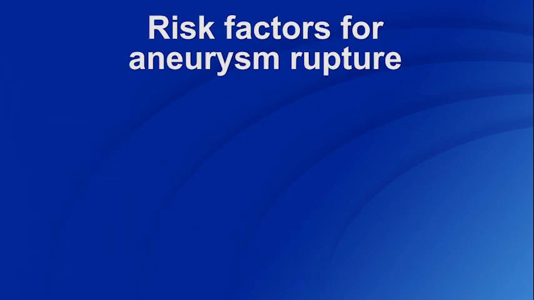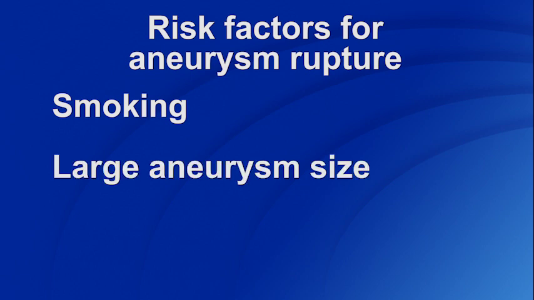Several factors also increase the risk of aneurysm growth and rupture. Once again, active smoking plays a significant role, increasing the rate of aneurysm expansion by 20% and doubling the risk of rupture. Aneurysm size can also be a risk factor. The larger the aneurysm, the more rapidly it grows, and the more likely it is to rupture. As a result, larger aneurysms require more frequent monitoring than smaller aneurysms.